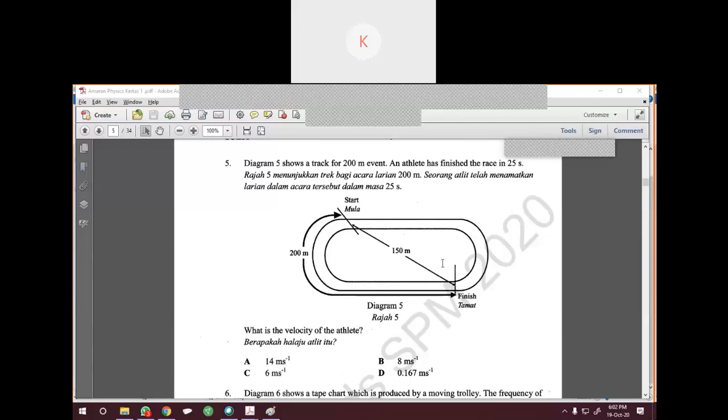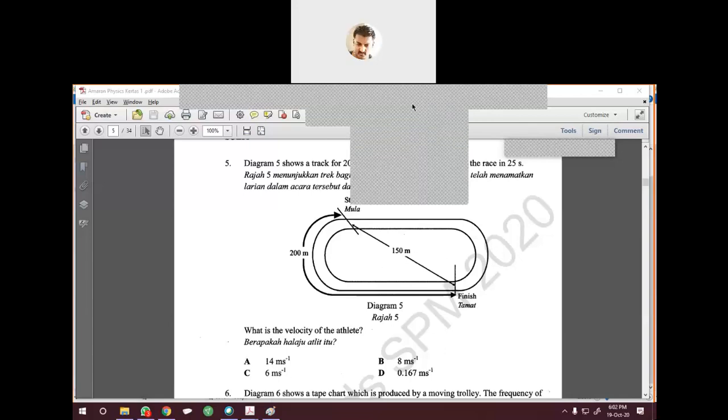Okay, they give the 200 meter, they don't give the 150 meter, but they want the velocity. So how are we supposed to find the 150 meter to find the velocity? Okay, let me ask you a simple question.